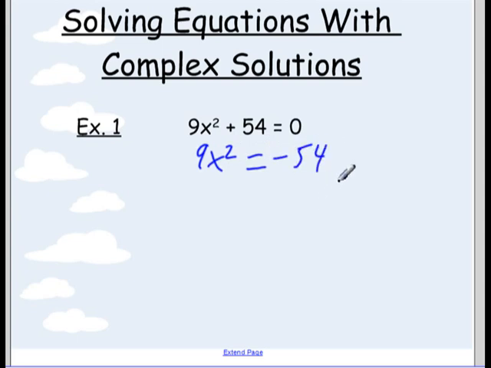equals negative 54. Oh, that's the cuckoo clock that Sophie got from her grandma a couple weeks ago, so sorry for that distraction. I don't know if you can even hear that.